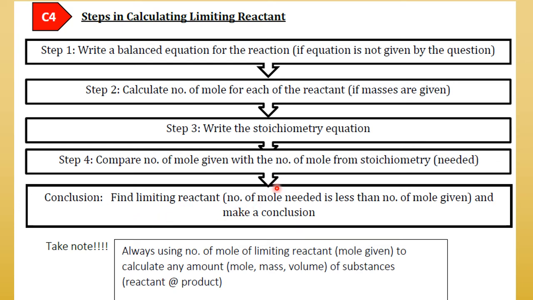If the number of moles needed is more than the number of moles given, that reactant will be the limiting reactant. Then we can make a conclusion. Okay, so take notes: we always use the number of moles of the limiting reactant to calculate any other amount of substance, including the products.